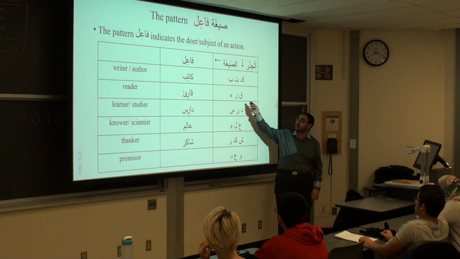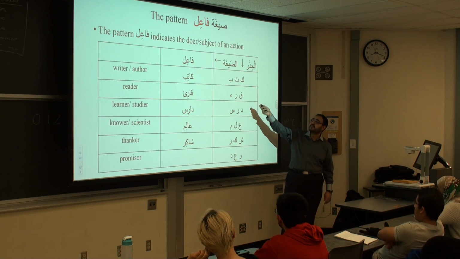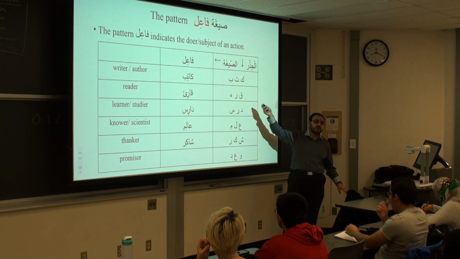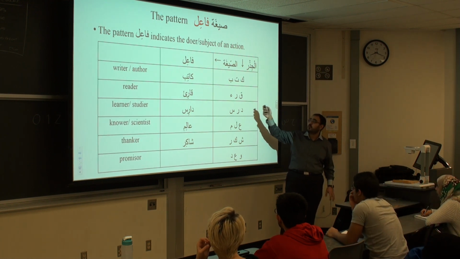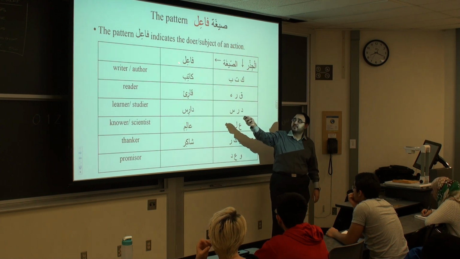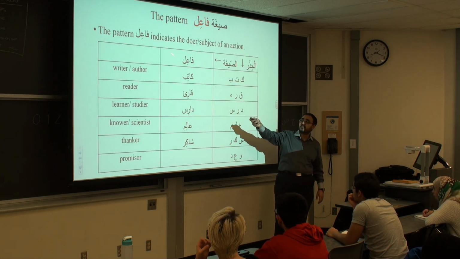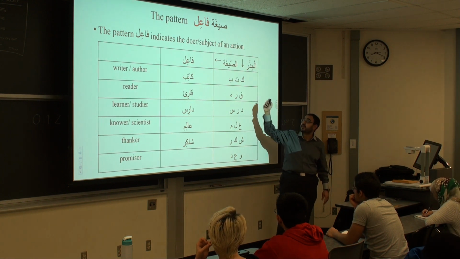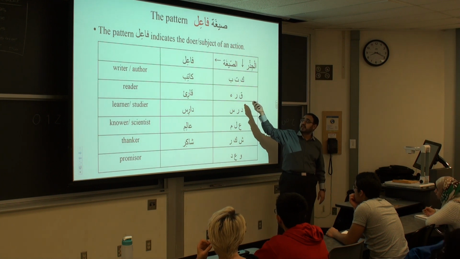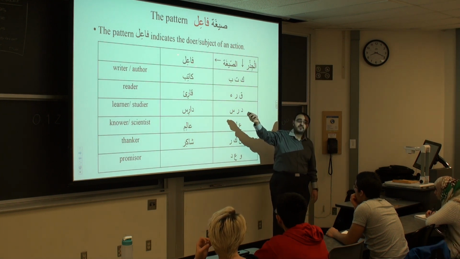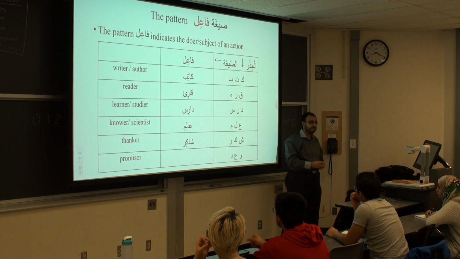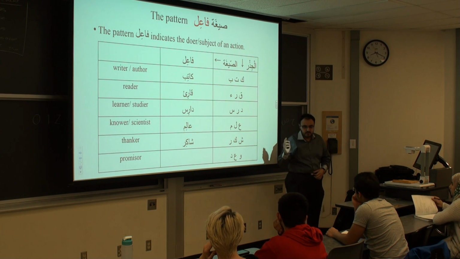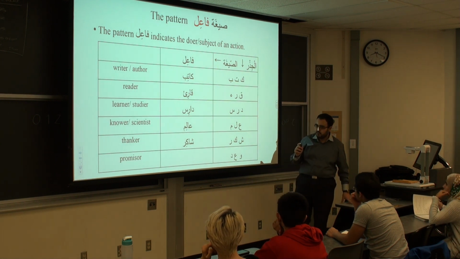Let's say for instance that we have this root, the kaf, ta, ba root. Just remember it has to do with writing. We'd like to put it in the pattern fa'il. So fa'il here is our container, and the kaf, ta, ba is our liquid. So we'd like to put the root kaf, ta, ba into the pattern fa'il. How will we do that? Add an alif after the second letter and a kasra to the second last letter.